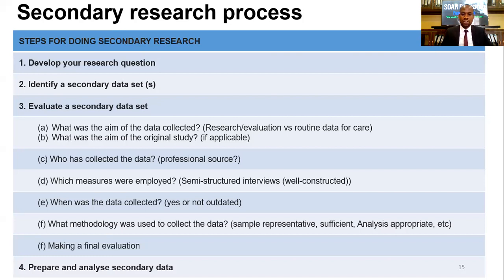And then what methodology was used? You want to know whether the sample, the number that is there, is representative of the population. Is it sufficient for you to do your secondary research? And was the analysis, if you're relying on papers which have been published and you're doing a systematic review, you want to assess them also on the methods they use and also the analysis that was done. Was it a good and appropriate analysis? If it's qualitative research, did they use thematic analysis? You want to be sure. And then finally make your final evaluation about the data that you have at hand, and then you can make use of it.